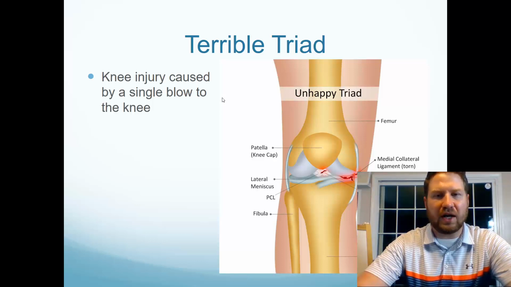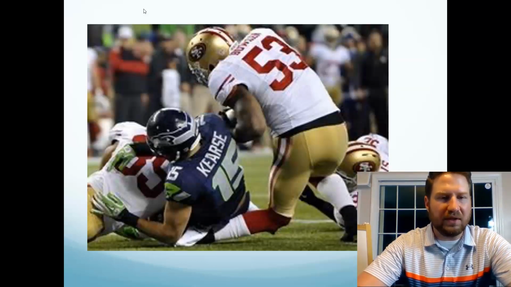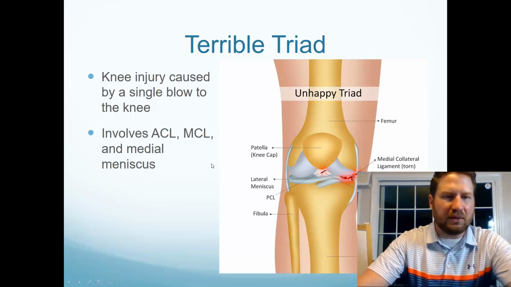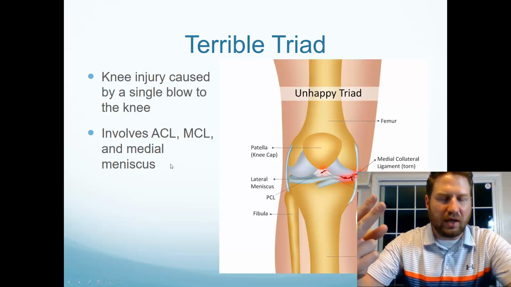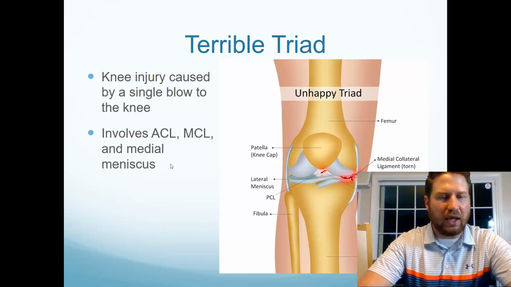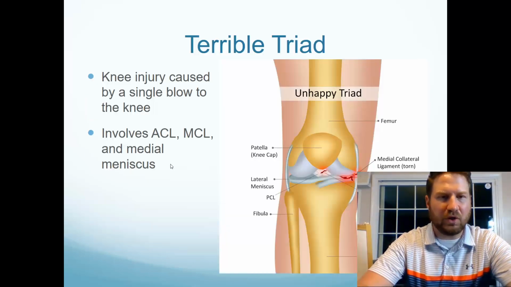All right, terrible triad, also known as unhappy triad. You'll hear more about the terrible triad. It's a knee injury caused by a single blow to the knee. It involves the ACL, MCL, and medial meniscus. Usually, the mechanism of injury can be a physical blow, or it can be deceleration, tibial internal rotation, and usually slippage. But it's where you have all three: ACL, MCL, and medial meniscus.